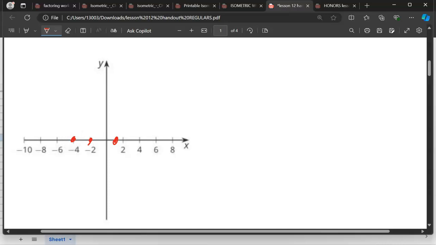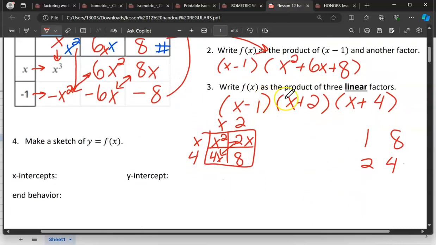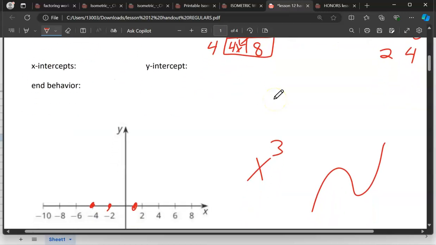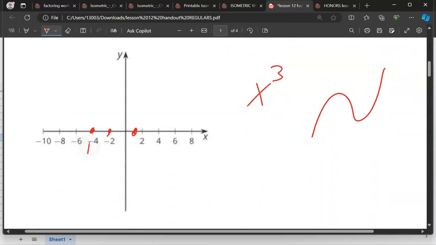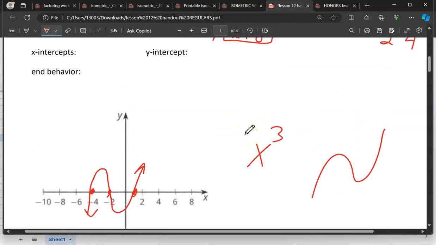My graph is an x cubed function. We have a new video to talk about this, but I know that it looks something like this. All 3 of my factors are to the first degree, so they cross, meaning I'm going to go up, down, up, put some arrows on the ends, and I have sketched it. That is as good as I need to be. I don't need to worry about the rest of it.